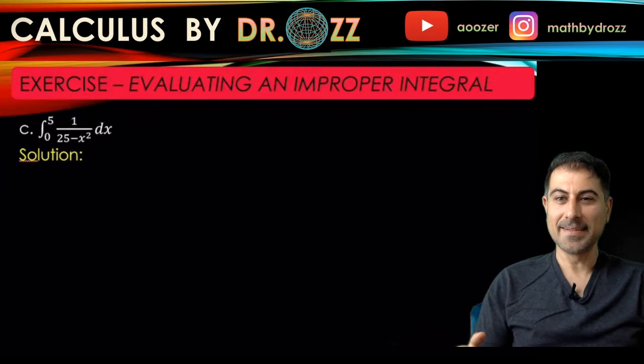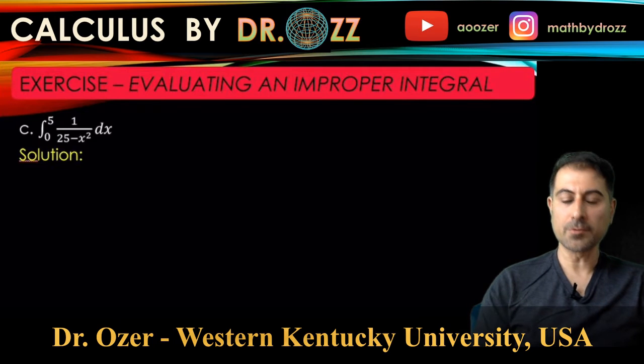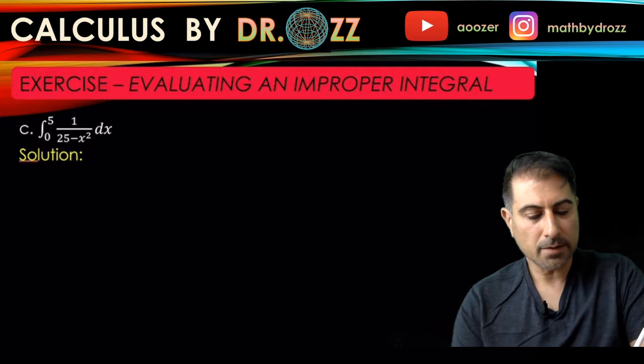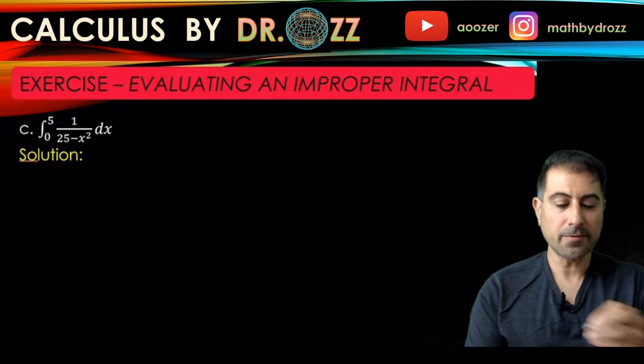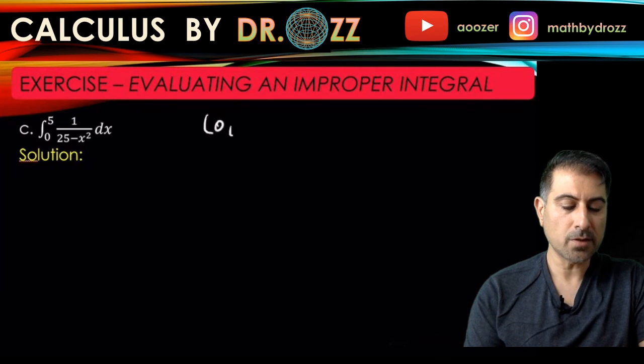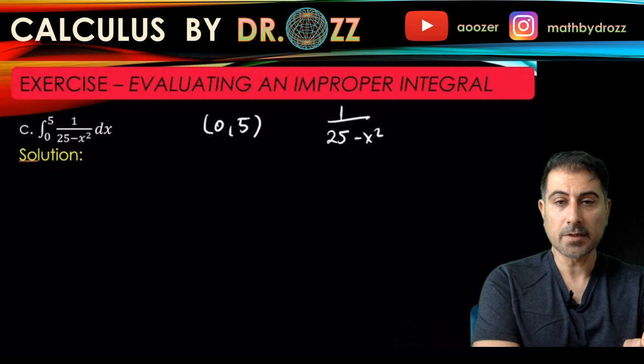All right, let's look at part C. We have the integral of 1 over 25 minus x squared from 0 to 5. So the interval of integration is 0 and 5, and the function is 1 over 25 minus x squared. Okay. Well, none of the integration limits are infinite, so we're good in that regard.